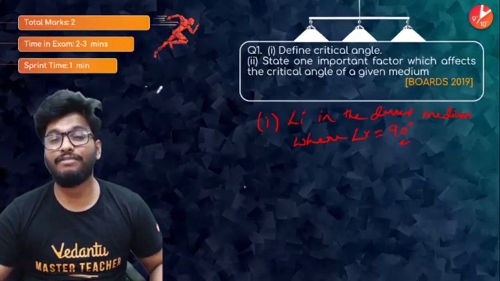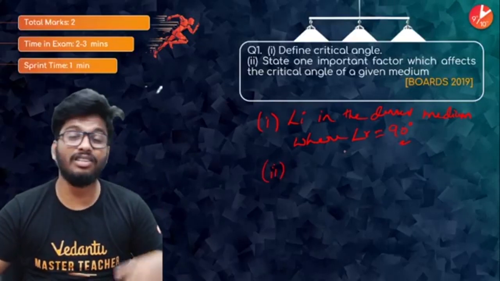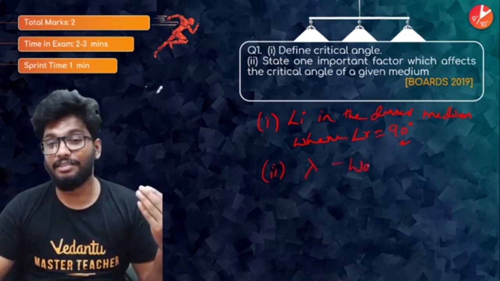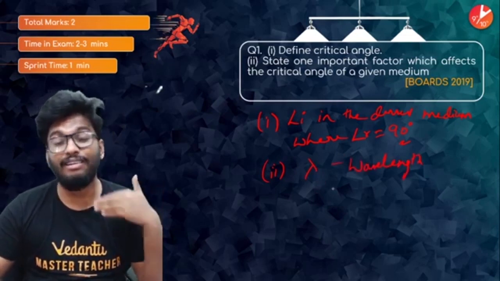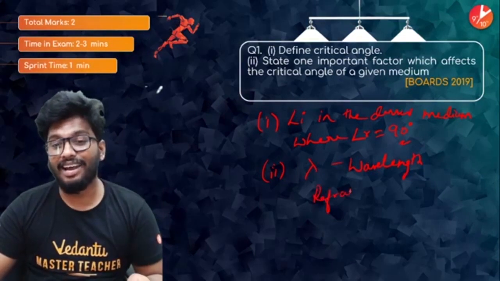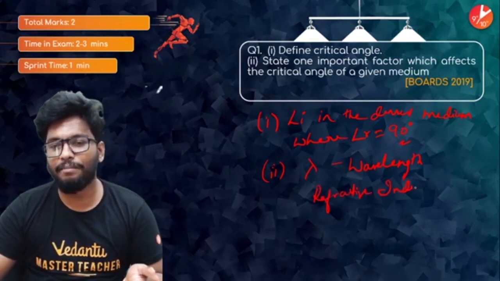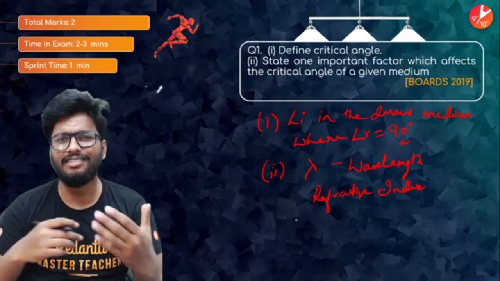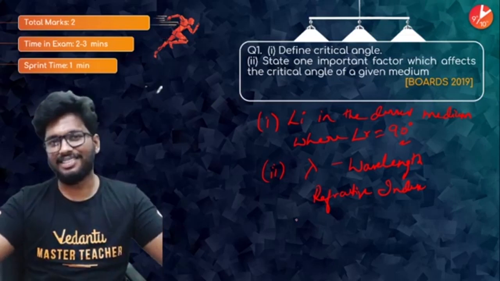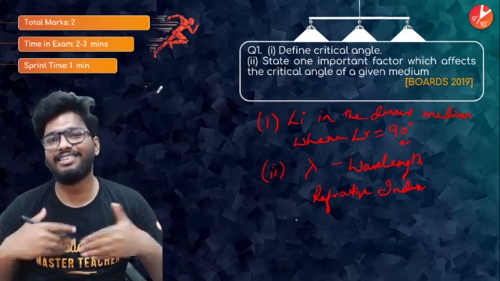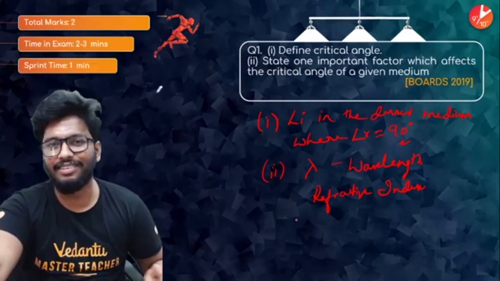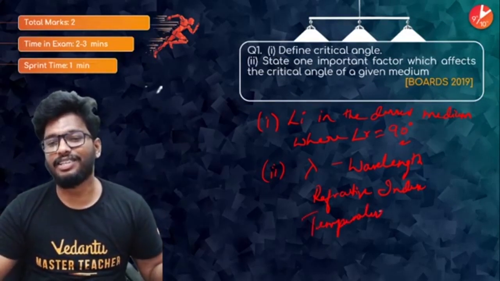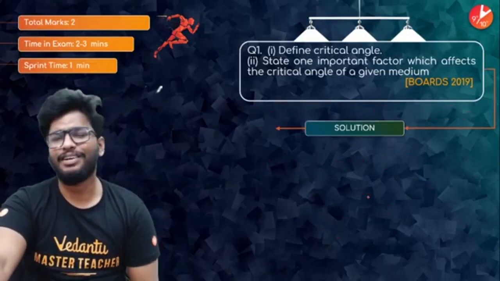State one important factor that affects critical angle. There are several factors. It depends on the wavelength of light. It depends on the refractive index of the medium. It also depends on the material itself, so that is basically the refractive index itself. So it depends on all of these factors: wavelength, refractive index, and even the temperature as well. So all of these are the factors that your critical angle depends on.